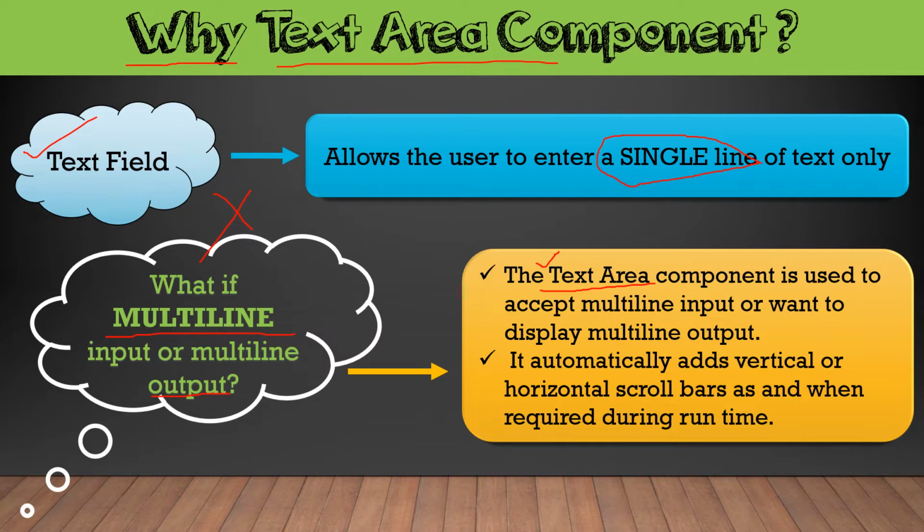It automatically adds vertical or horizontal scroll bars as and when required during runtime. It means that suppose you have added a text area component, which is equal to this box, and if the text that is being displayed is longer than this box, means it is going out of the box, what will happen in that case? The vertical and horizontal scroll bars will be automatically added. Means you do not need to add them separately, they will be added automatically during the runtime.